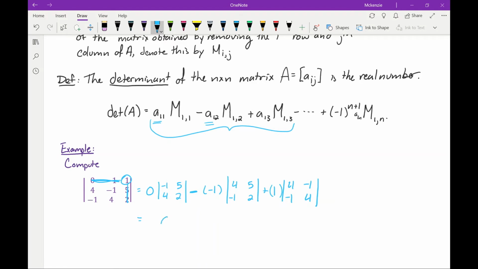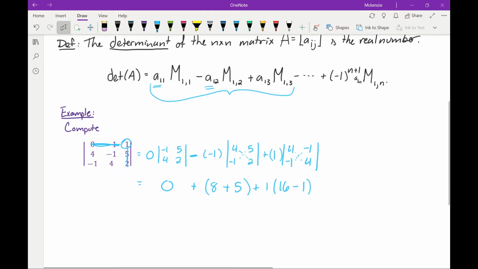Alright, so that would be 0 plus, let's see here, 4 times 2, 8, AD minus BC, plus 5, plus 1 times 16 minus -1 times -1 would be a 1. Alright, so we add these together. 8 and 5, that's 13. 16 minus 1 is 15, and so we get 28 as our determinant.